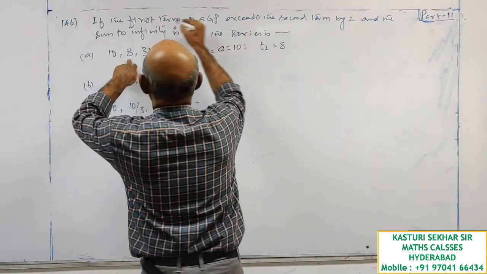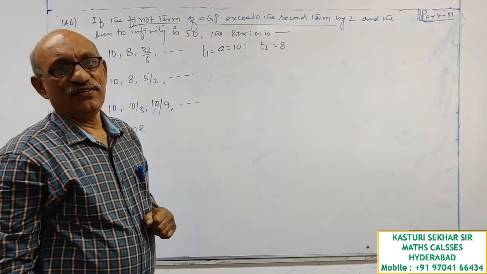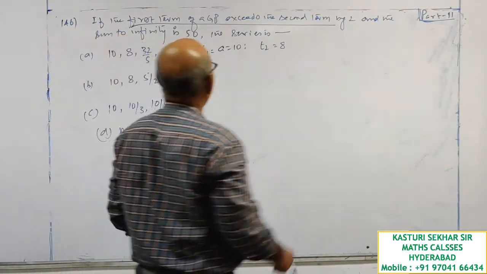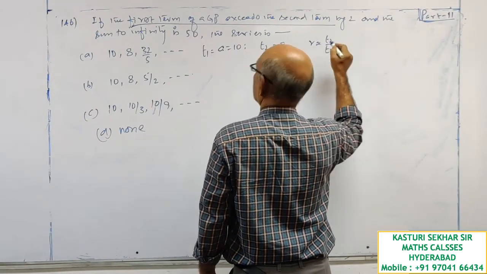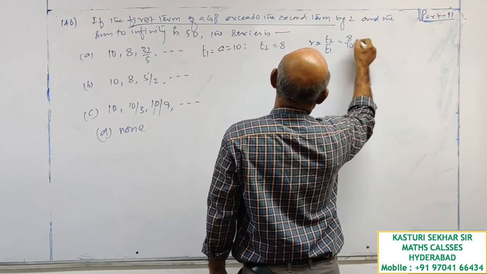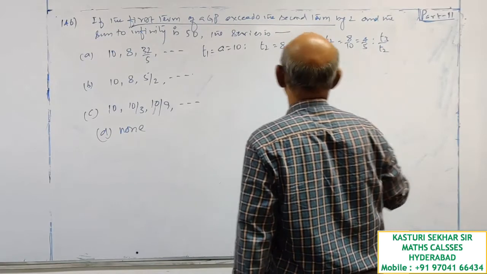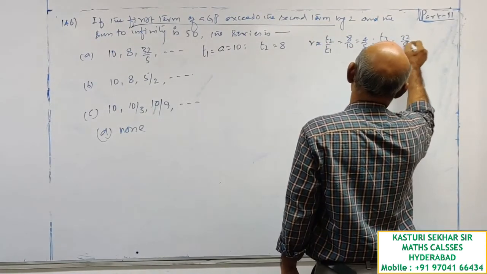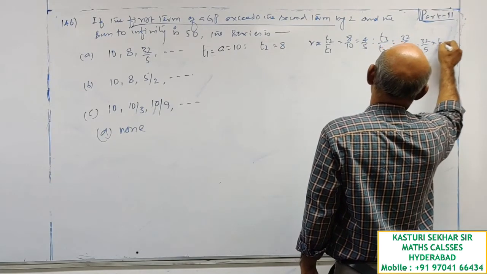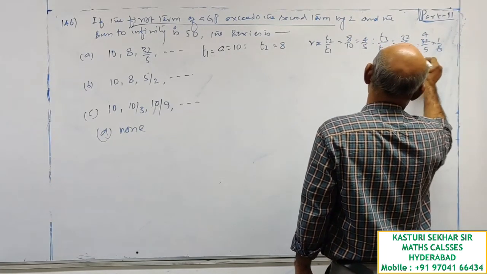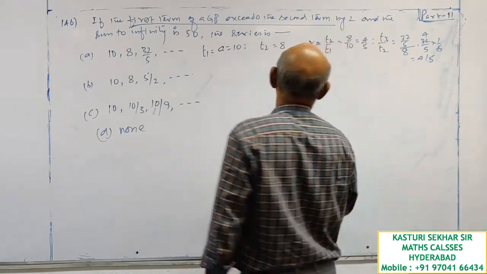Now first condition is satisfied. First term of a GP exceeds the second term by 2. Now common ratio, second term divided by first term, 8 by 10, 4 by 5. T3 divided by T2, 32 by 5 divided by 8, 32 by 5, 1 by 8. This is 4 by 5. Common ratio is 4 by 5.